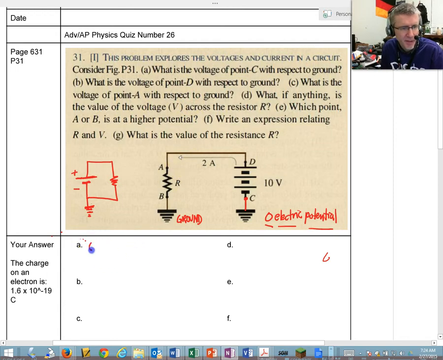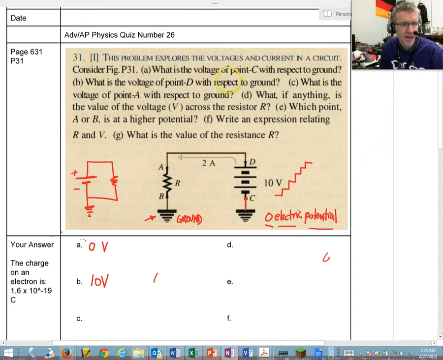This little symbol here means ground, so that's 0 volts, 0 V. The voltage of point D, now since we go up the voltage escalator of a battery, we now have 10 volts. So on the other side of the battery we have 10 volts.